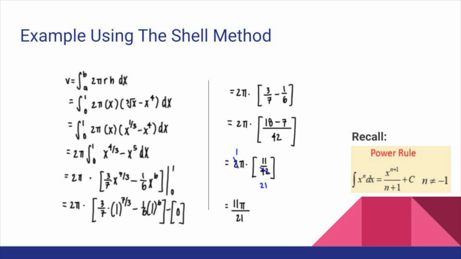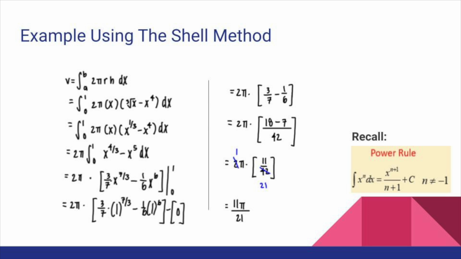Hence, after integrating, we will get 3 over 7 times x to the power of 7 over 3 minus 1 over 6 times x to the power of 6 from 1 to 0. Now let's plug in 1 and 0 and subtract the difference. When we plug in 1 for x, we will get 3 over 7 minus 1 over 6. When we plug in 0, we will get 0.